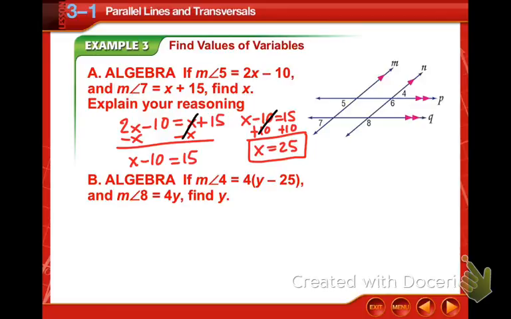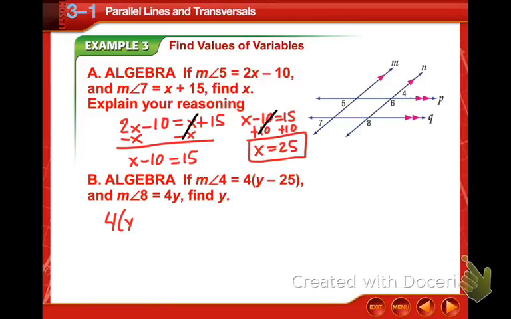B. Last problem for these notes till the exit ticket. That's next. If the measure of angle 4 is 4 times y minus 25, and the measure of angle 8 is 4y, we need to find y. So now we can see that 4 and 8 are not corresponding. They're not alternate interior. They're not alternate exterior. They are not congruent. But 8 and 6 are corresponding, and 6 and 4 are a linear pair. So that means that 4 and 8 would be a linear pair as well. They're supplementary. So that means we just add these two together and set them equal to 180.